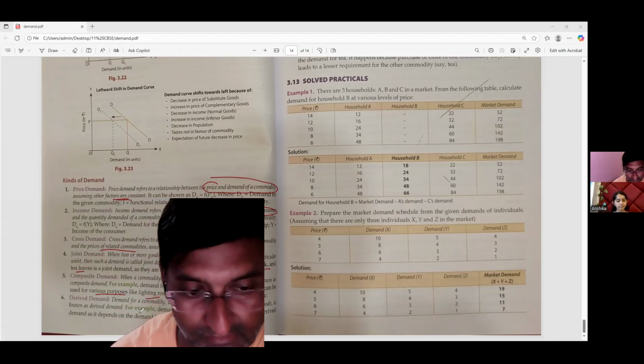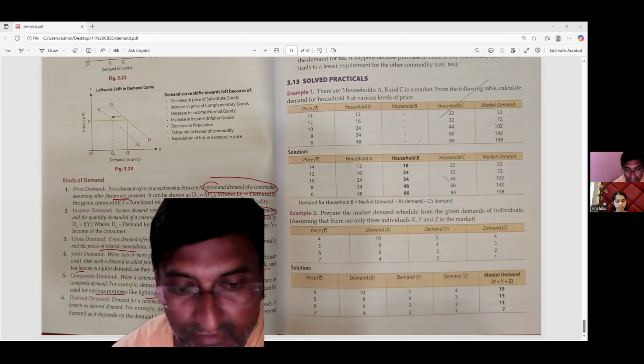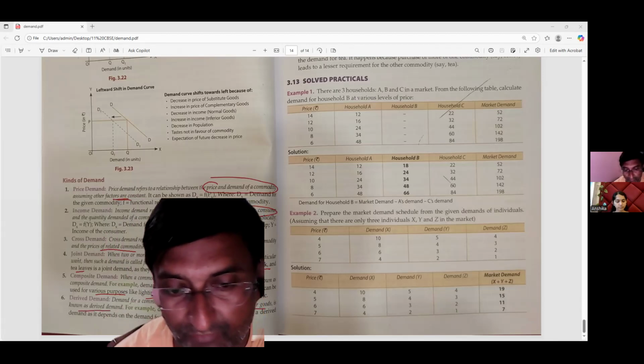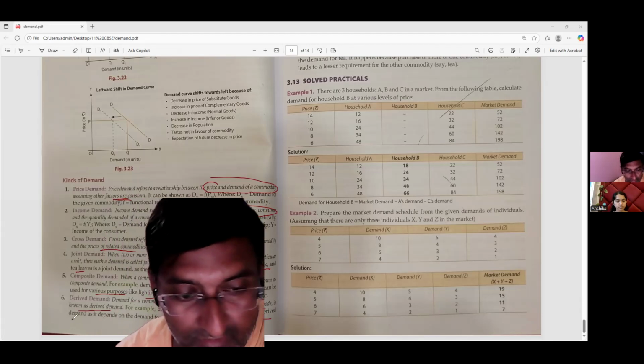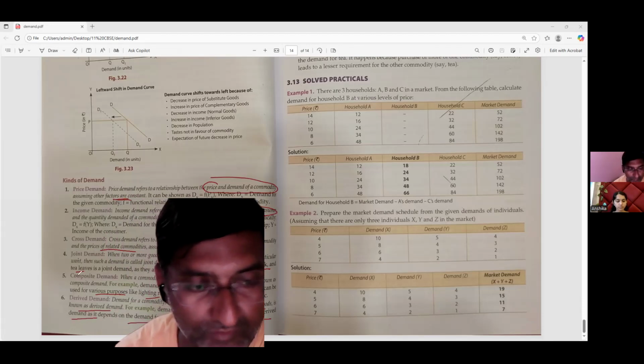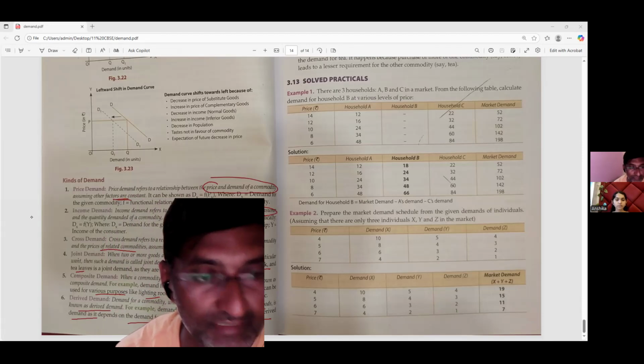Derived demand. Demand for a commodity which depends on the demand for other goods is known as derived demand. Example: demand for labor for producing cloth. The derived demand for it depends upon the demand for cloth. This is called derived demand.